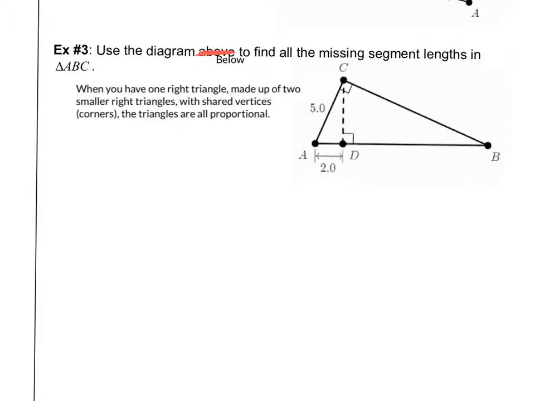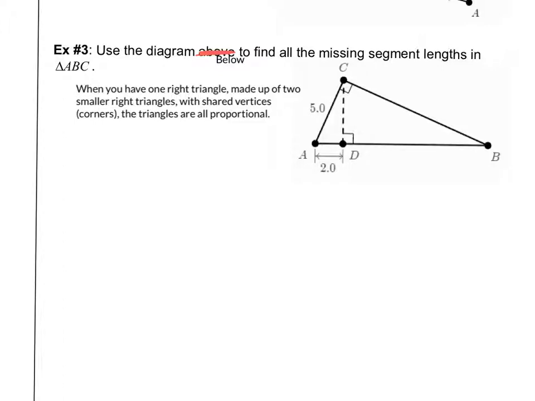When you have one right triangle made up of two smaller right triangles with shared vertices, see how they share this corner, all the triangles share this corner, and then the two triangles share this corner. Vertices and corners are the same things. The triangles are proportional. So this is huge. We know already that this triangle, this small one, is proportional to this one, and they're both proportional to this big one. So what I recommend in this situation is to redraw these three triangles. It's the easiest way to do this.